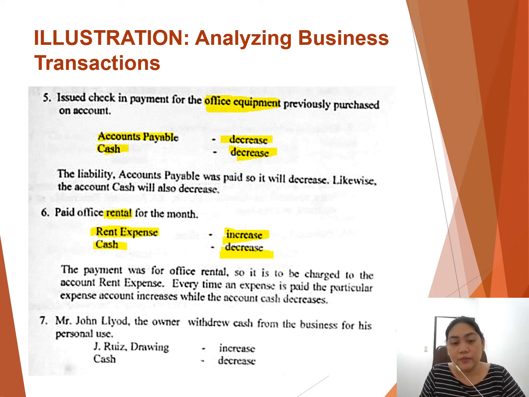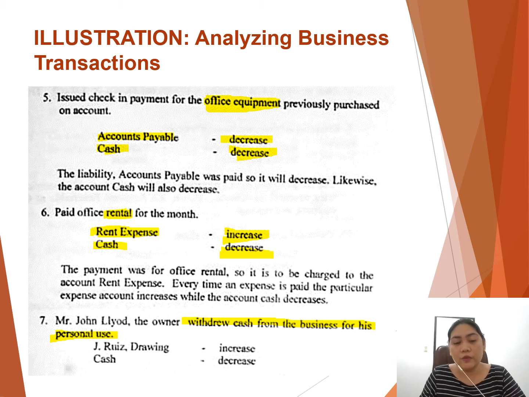Okay? Next number, si John Lloyd daw nag-withdraw ng cash from the business for his personal use. Yan yung sinasabi ko kanina. Ang mga personal use na sinasabi natin dito are expenses or disbursements that are not related with the affairs of the business. Okay? Anong mga example niyan? Pinambayad ng tuition fee ng owner, ng anak ng owner, o kaya naman ay kumuha siya ng cash kasi kailangan niyang magbayad ng electric bill niya ng owner, not the electric bill of the business, but the electric bill of the owner. Okay? So, those are personal use.